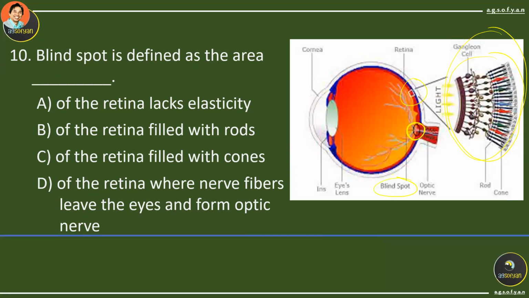It is over here. This blind spot is the area where the nerve fibers leave the eyes and form the optic nerve over here. So this should be the answer. Retina filled with the rod will be wrong because this is photoreceptor. This is also photoreceptor. It's a wrong answer. Lack of electricity is not correct. It should be lack of photoreceptor. That's the correct answer. So for this one, D will be the best choice.